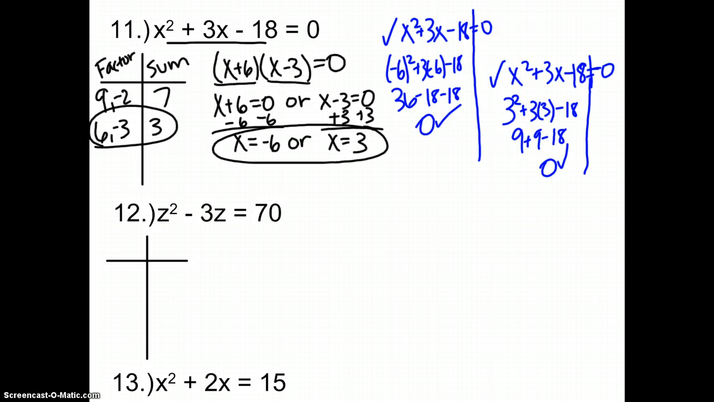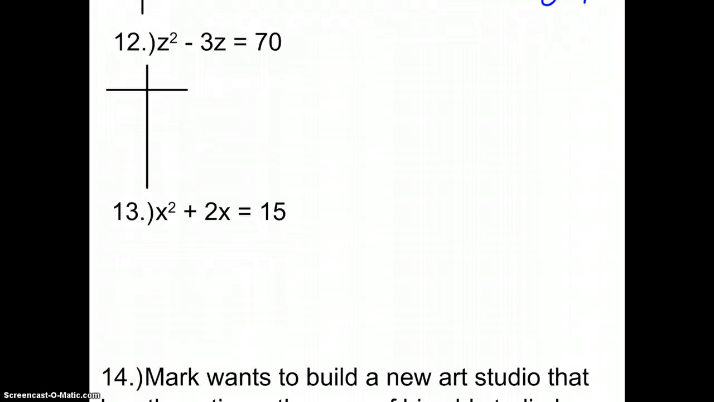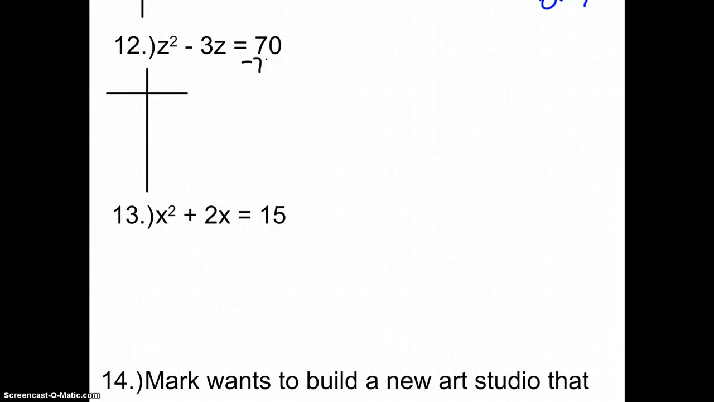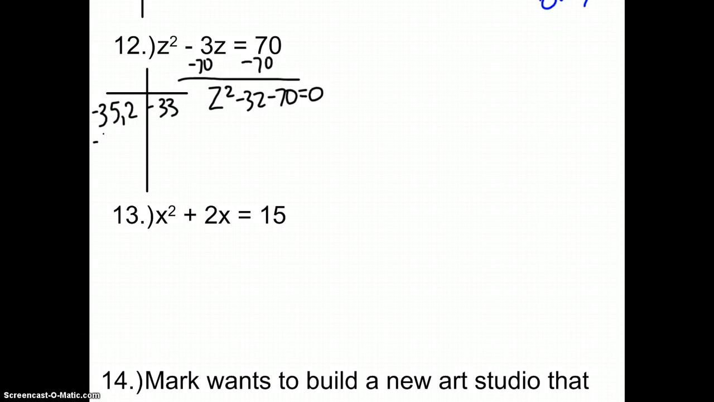Number 12, we have z squared minus 3z equals 70. We need it equal to 0, so we can just subtract 70 from both sides. And we have z squared minus 3z minus 70 equals 0. Now we can use our factor table to find the factors. We can try negative 35 and 2, which gives us negative 33. Negative 10 and 7 gives us negative 3, which is what we are looking for. So the factors are z minus 10 times z plus 7 equals 0.